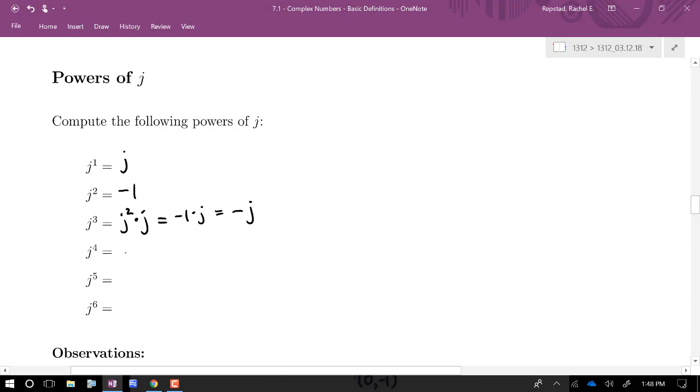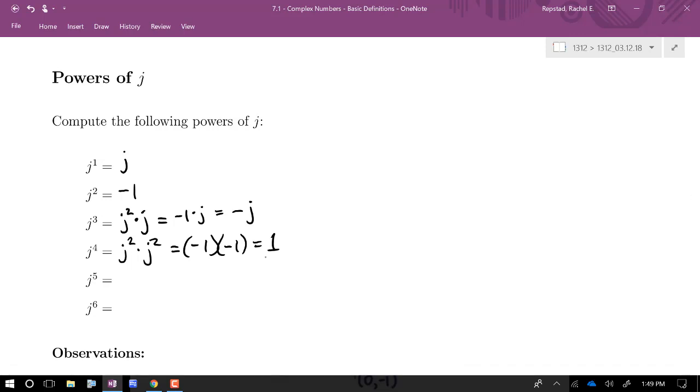J to the fourth, so one way we could think of j to the fourth is j squared times j squared. Negative 1 times negative 1. So 1. Yeah. So, okay, j to the fourth is equal to 1.